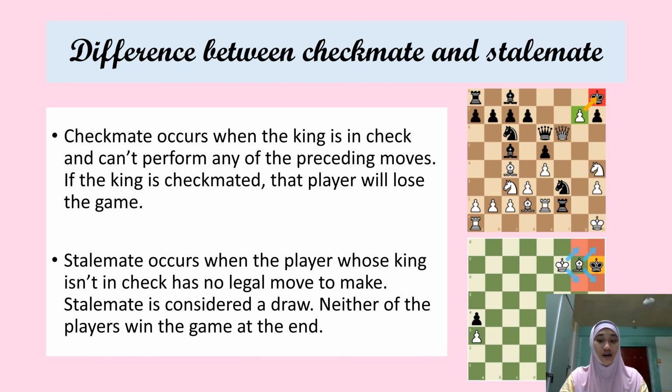Checkmate and stalemate are often used to end the game. In this slide, I'll be explaining the difference between those two. Checkmate occurs when the king is in check and can't perform any of the preceding moves. If that king is checkmated, that player will lose the game.